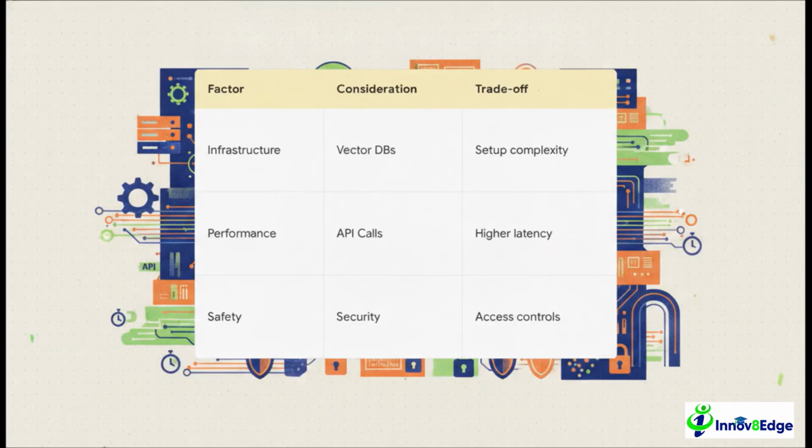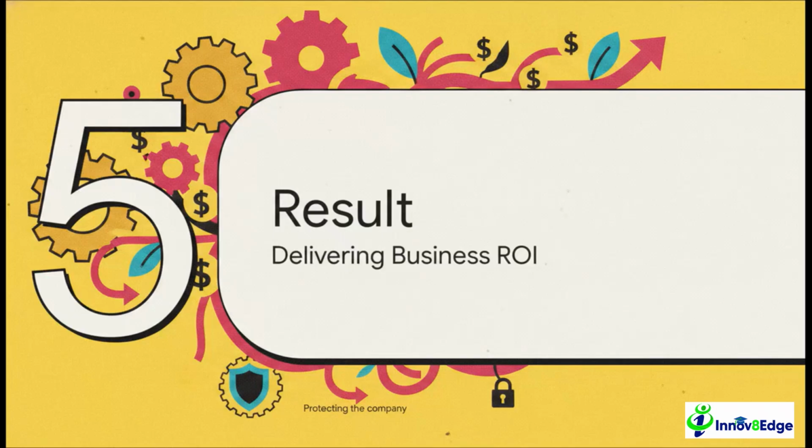But as a business leader, you've got to balance the trade-offs here. Yes, agentic RAG is incredibly accurate because it makes multiple iterative API calls to literally think through a problem. But that naturally introduces higher latency. It's going to take a little longer to answer, and it costs more per query. You also have to factor in the infrastructure complexity of setting up things like vector databases. It's a balancing act for sure. And that brings us to our final section, part 5, result, delivering business ROI.